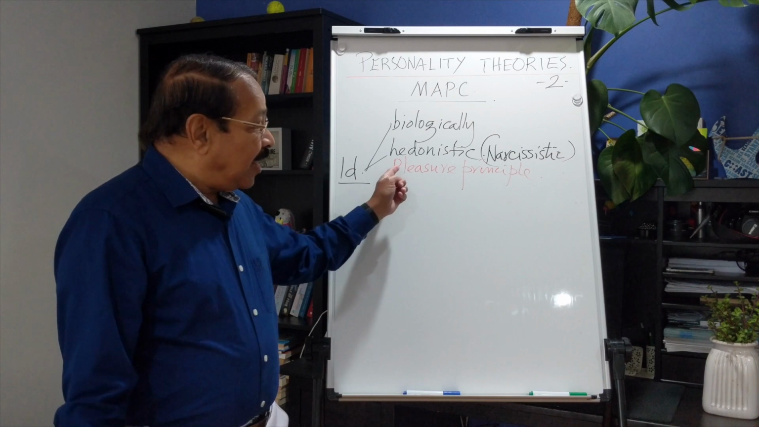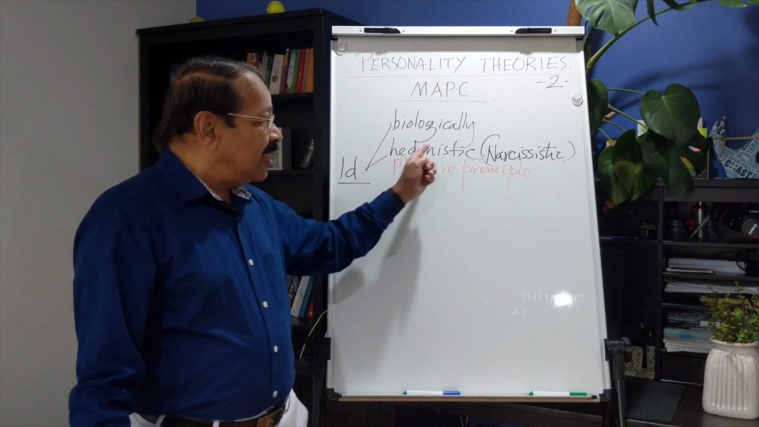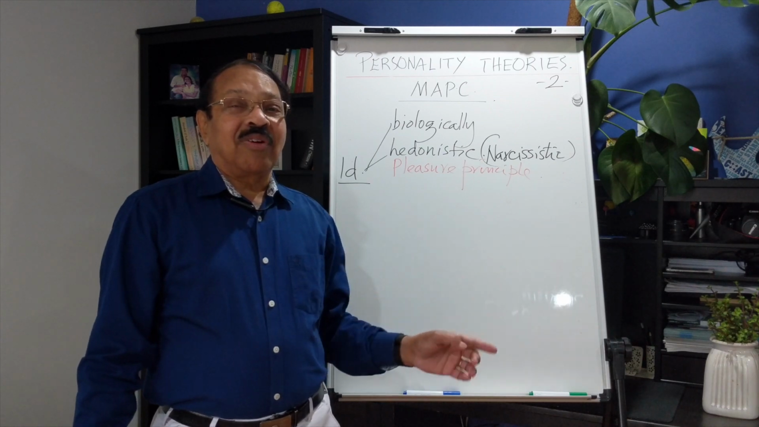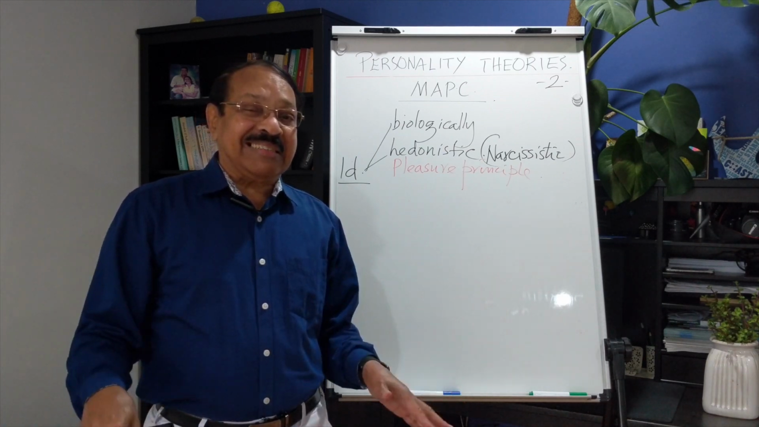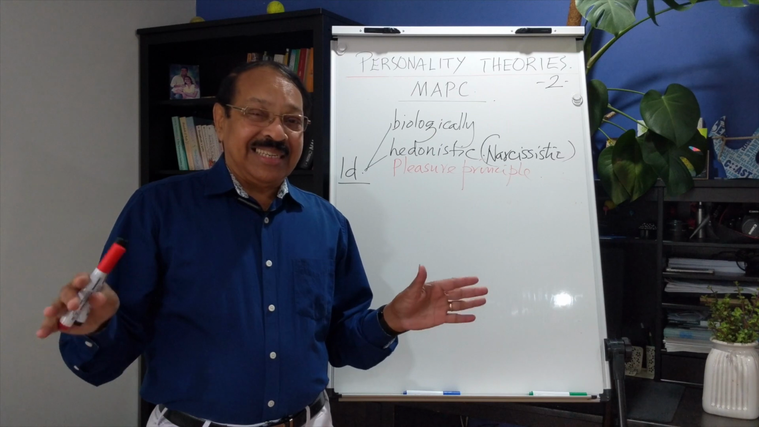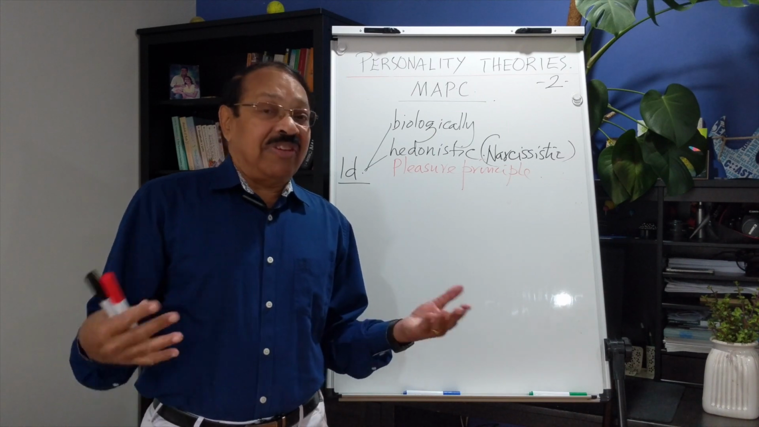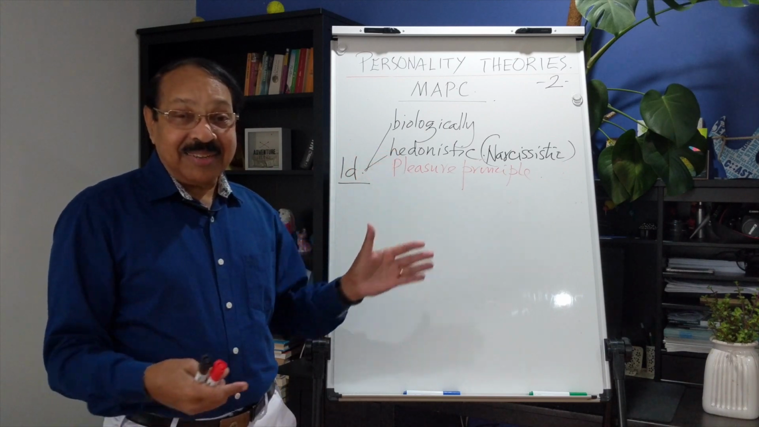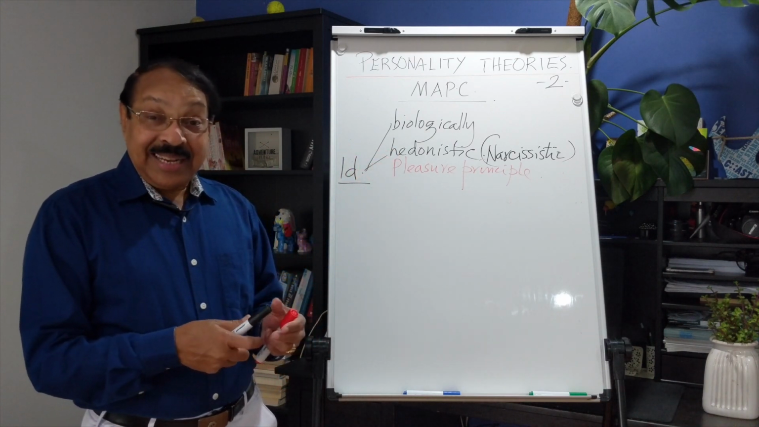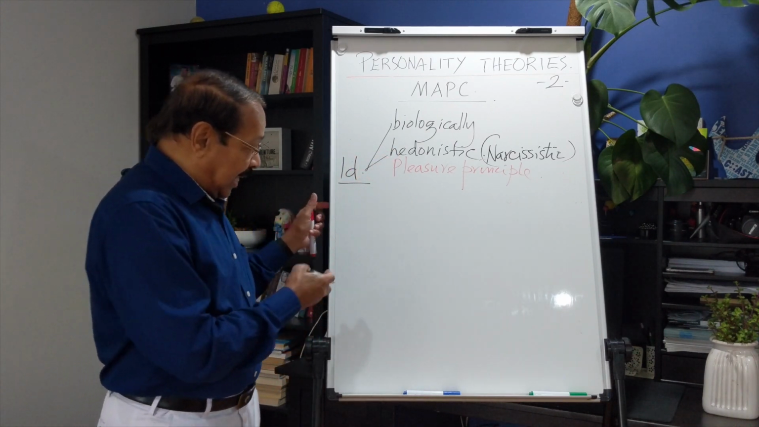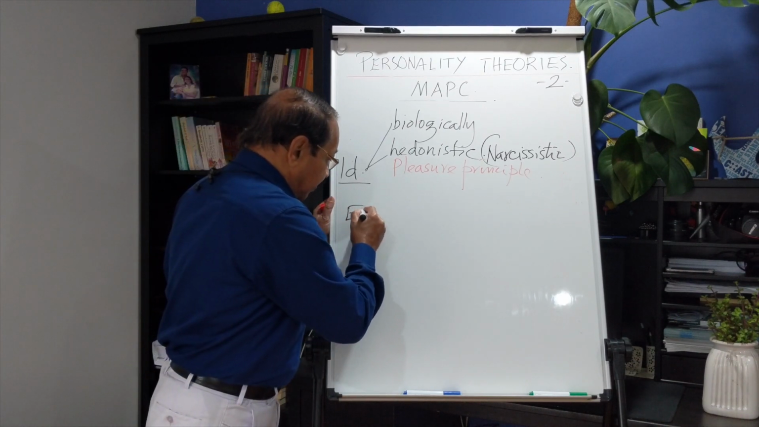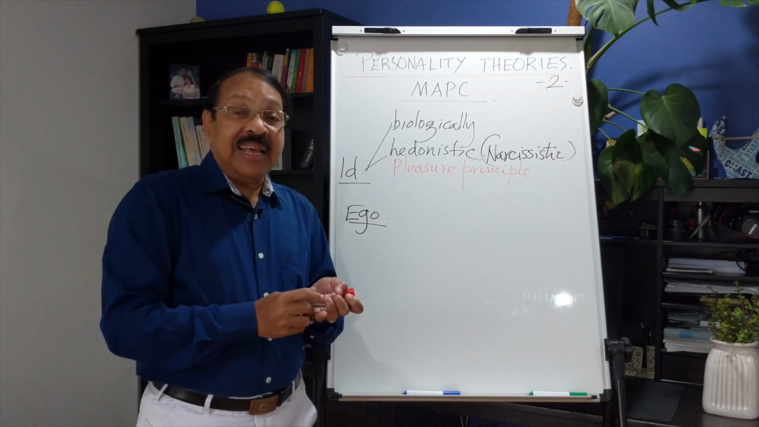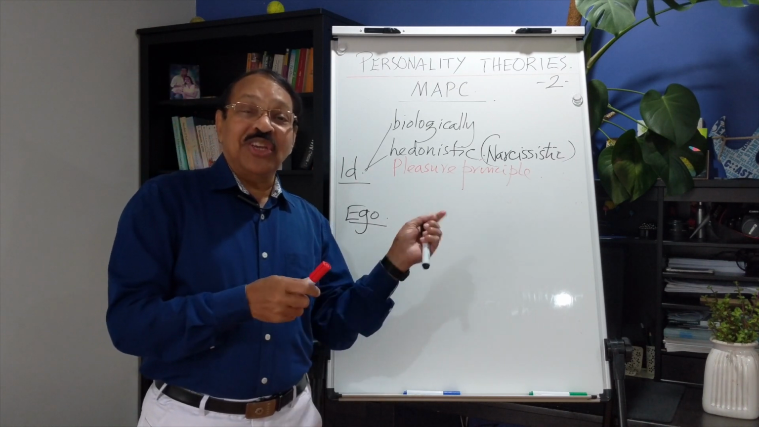See, the unconscious is the reservoir of all the repressed instinctive, hedonistic feelings, unfulfilled desires of childhood. And this is id. We have to go to the next major concept, that is ego. Part of the id later on transforms to ego.